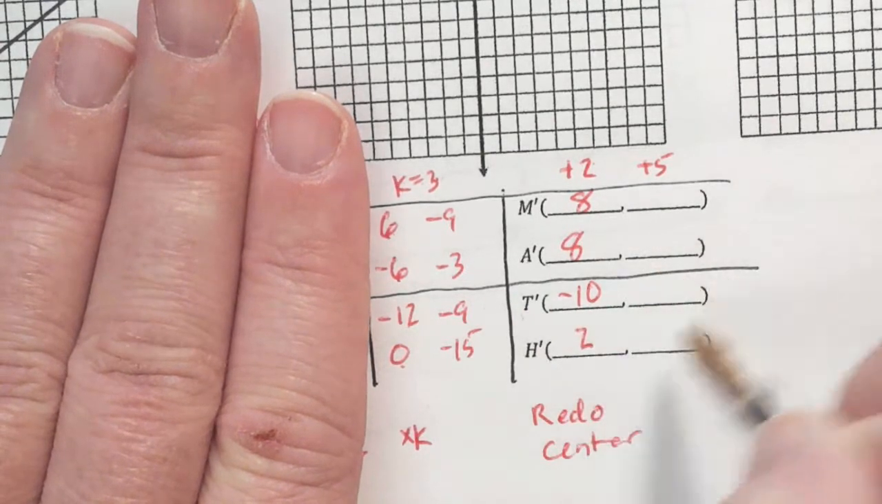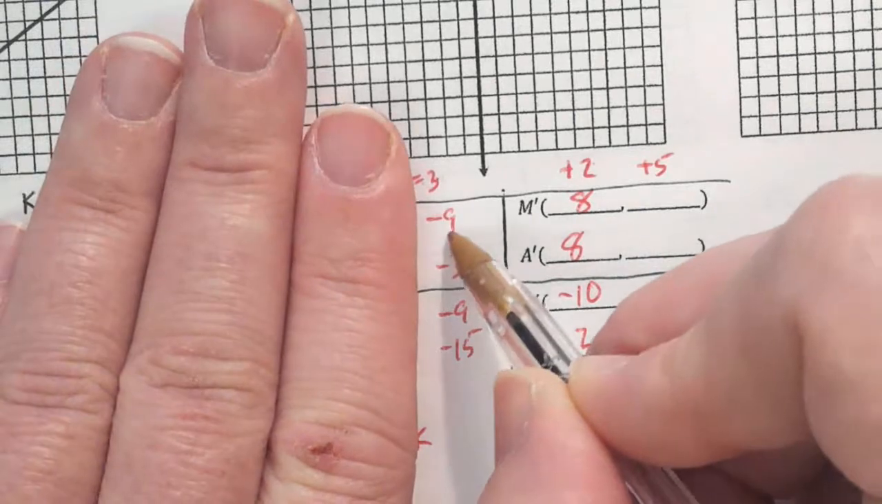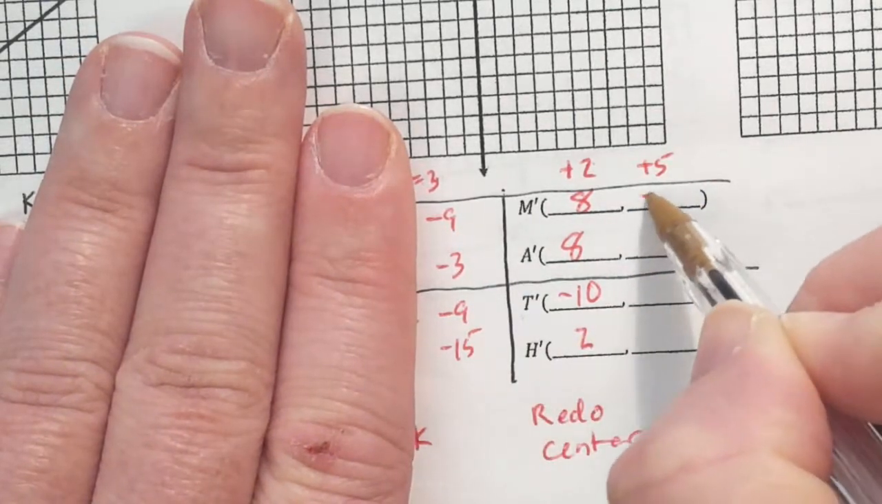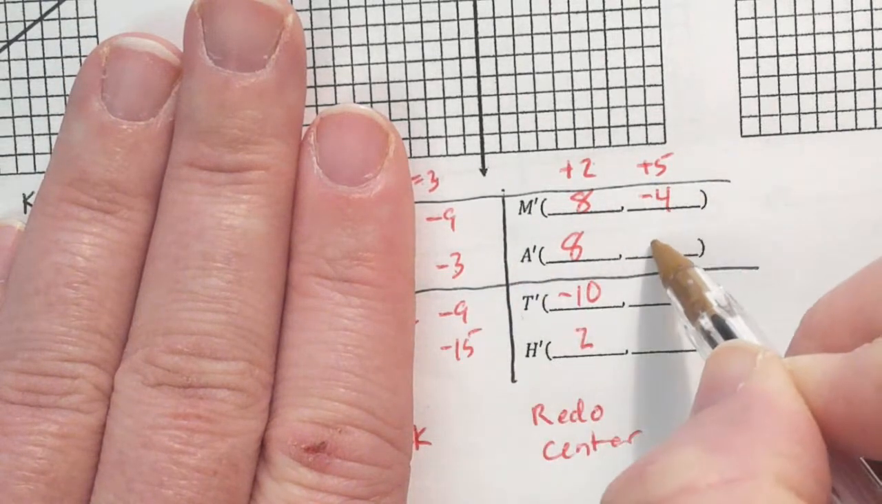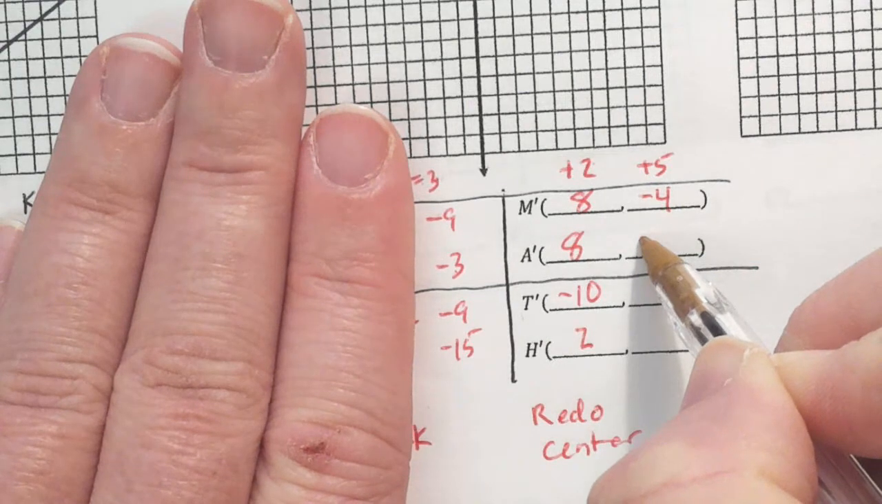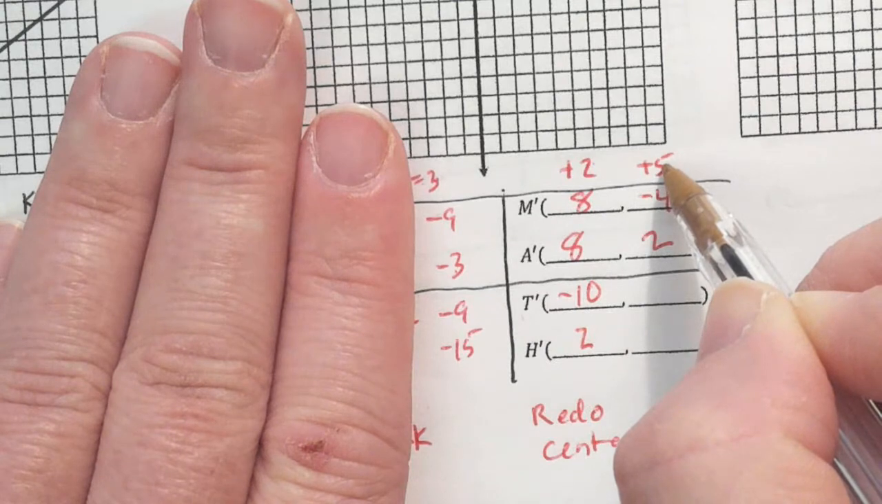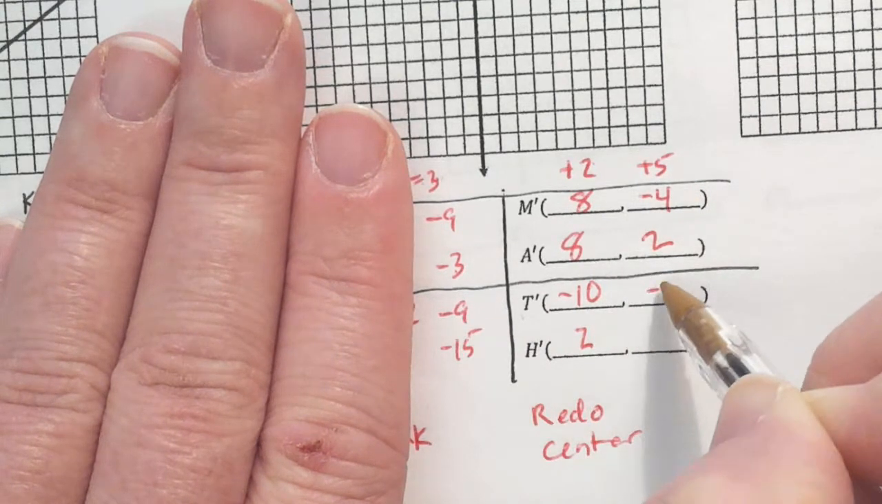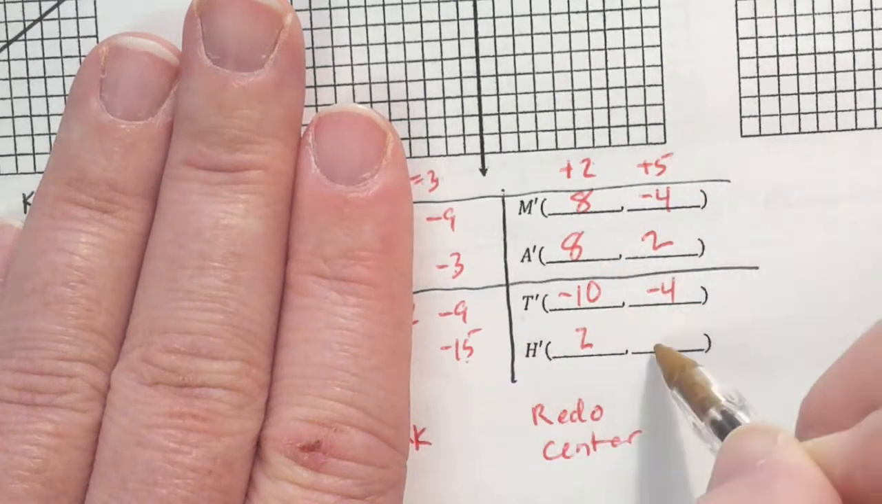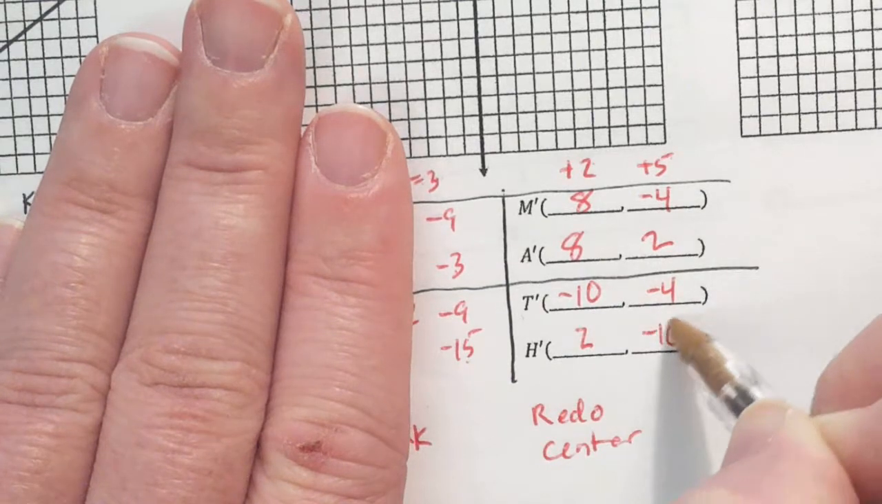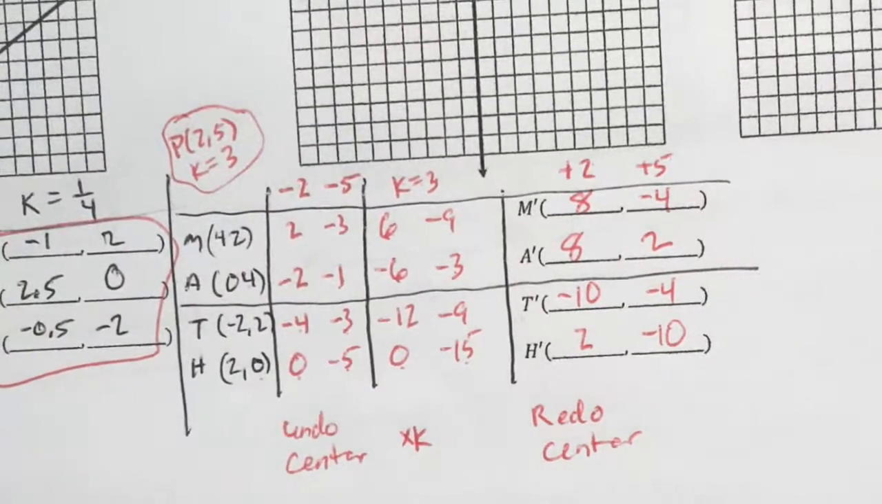All right, and do the same thing to the next column. Negative 9 plus 5 is negative 4. Negative 3 plus 5 is a positive 2. Negative 9 plus 5 is negative 4. Negative 15 plus 5 is negative 10. And those are your answers.